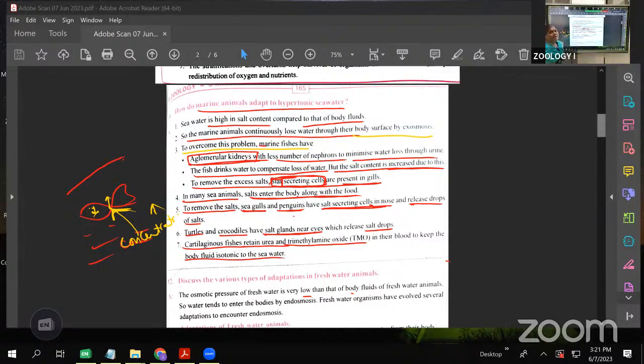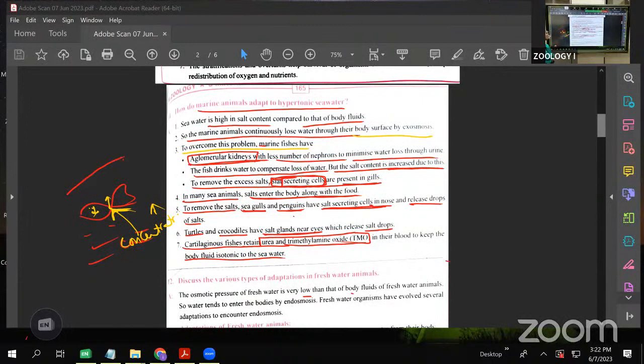Urea and trimethylamine oxide are actually excretory products in other animals, but here they keep them inside the body. Why? For compensation. The outside water is more salty, so for compensation they store urea and TMO inside the body. Clear? These are the adaptations.